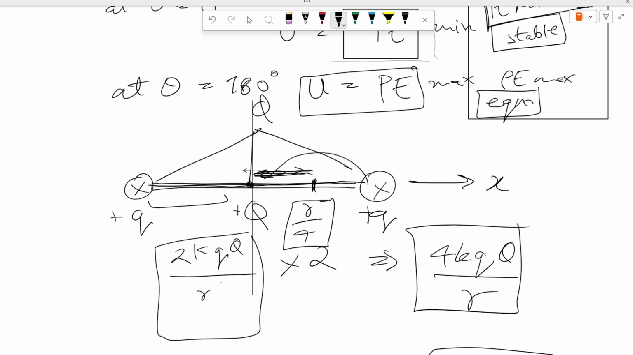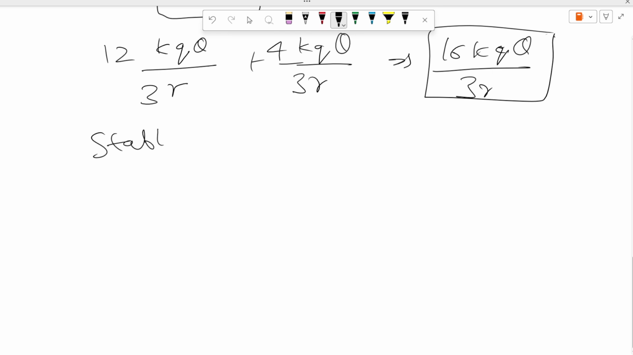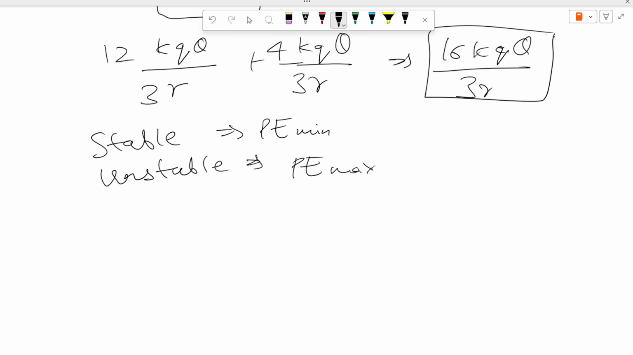This is a very core concept that is used in many NSEP problems, and if I'm not wrong, it has also been used in some IPHO problems. It can even include SHMs when the displacement is very minute. Let's say a, where a is very, very small compared to r. So it can even include SHM. But what you need to understand is that the equilibrium is stable at PE minimum and it is unstable at PE maximum, right?